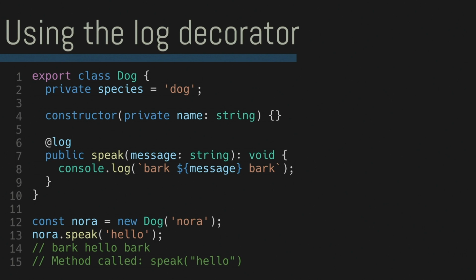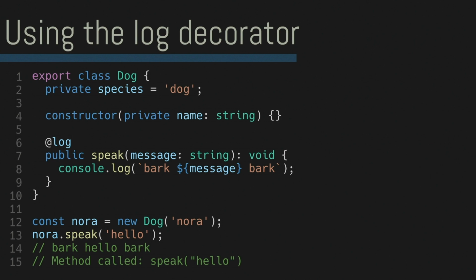This is our regular dog class again. If we look on line 7, we have our speak method, and all we do is decorate log on top of it. Now when we create a new dog, call Nora.speak, we get our normal output, but then also we'll get an output saying method called speak with the parameter of the string hello.